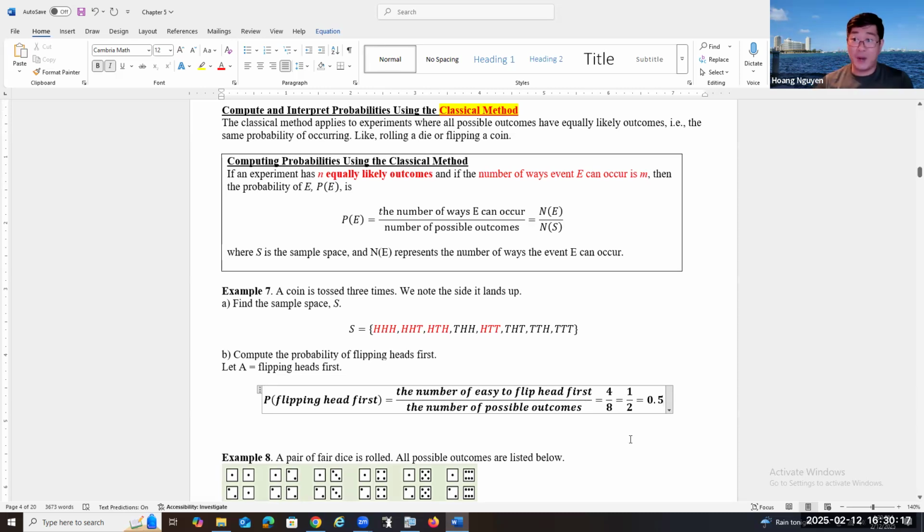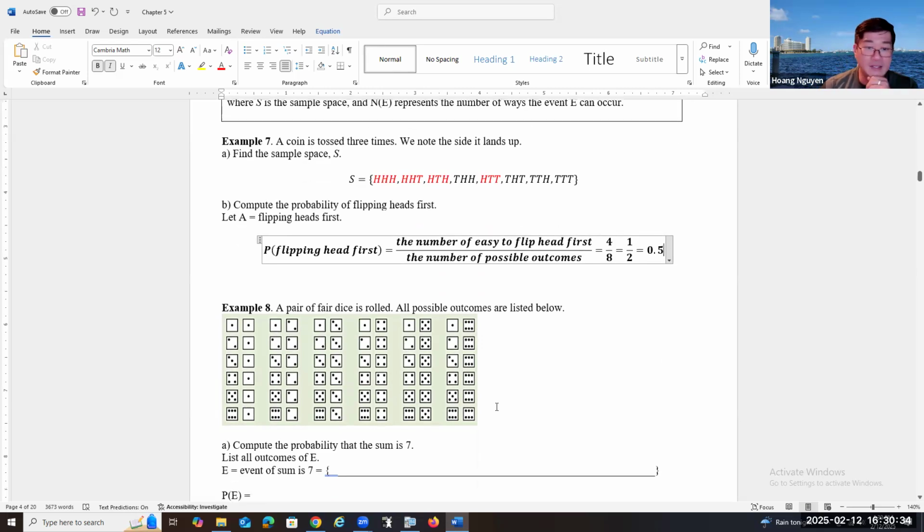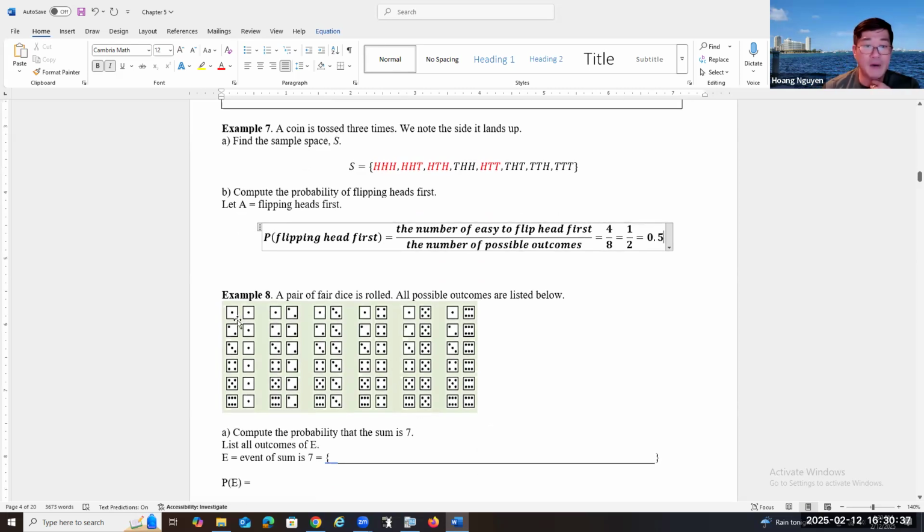Now we can try the next question together, everyone. A pair of fair dice is rolled, and the possible outcomes are listed below. So there are 2 dice, and those are the possible outcomes we have from the 2 dice. We got 36 possible outcomes. When you roll a pair of fair dice, there are 36 possible outcomes.